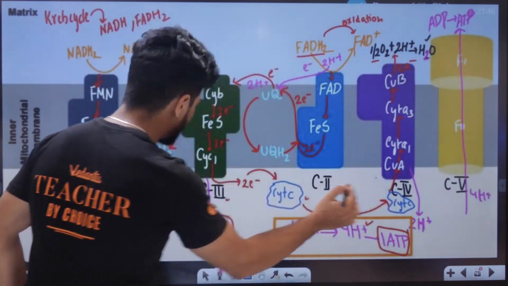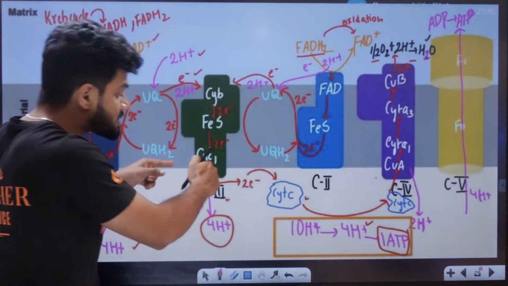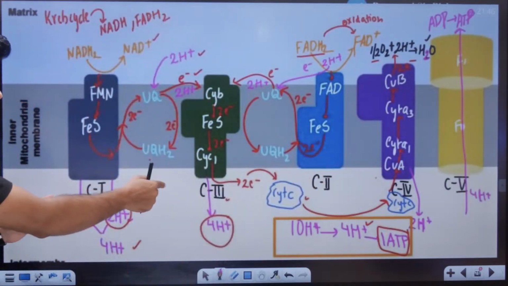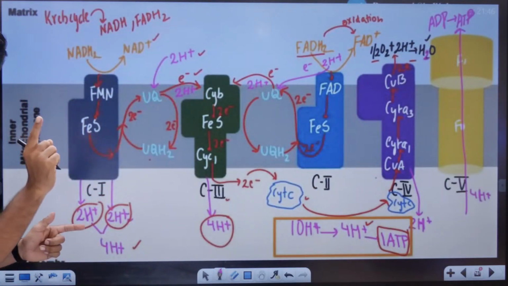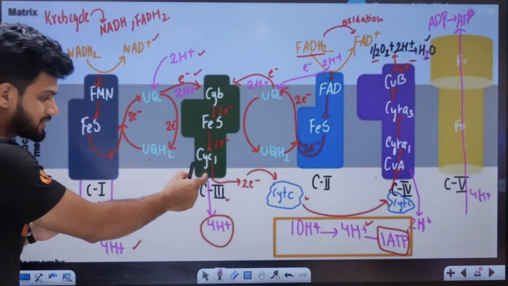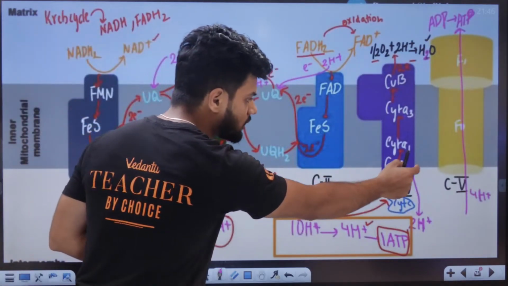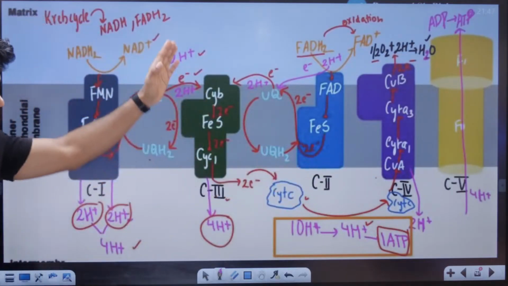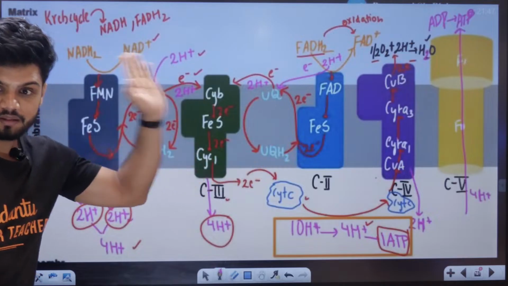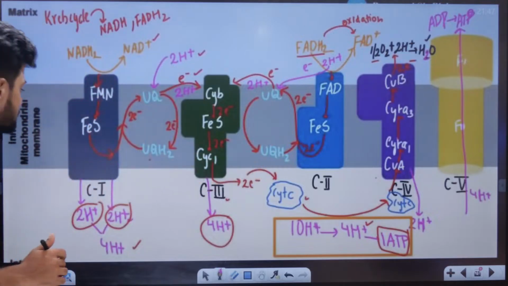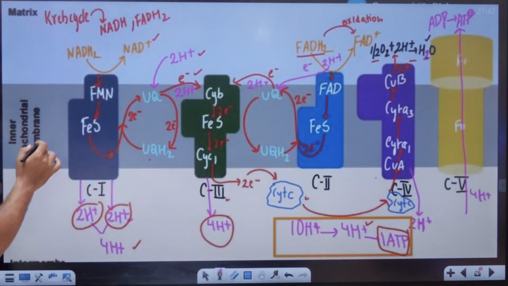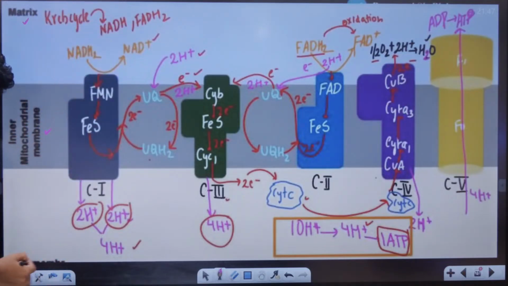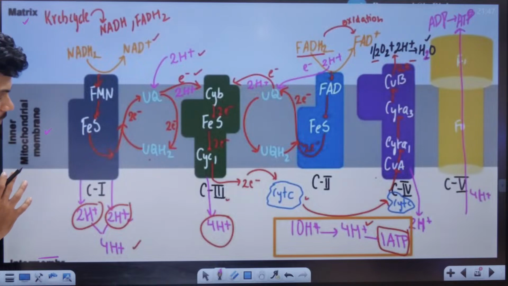Now, the order is not 1, 2. It is 1, 3, 2, 4 and 5. So 3 will come first, then 2 will come. Clear. Now this is called the inner membrane of mitochondria. This is the entire matrix. This is the intermembrane space.